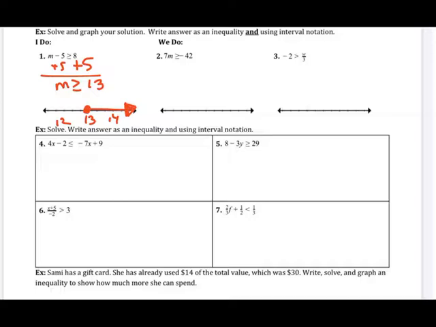Interval notation, since that circle is filled in, I'm going to have a square bracket. The lowest that this graph goes is 13, and it's going up forever, so from 13 up to infinity.